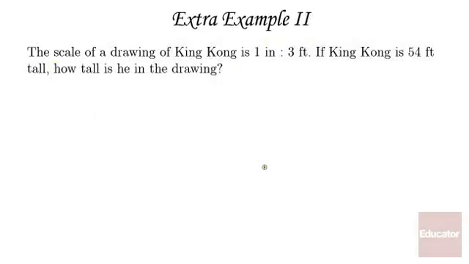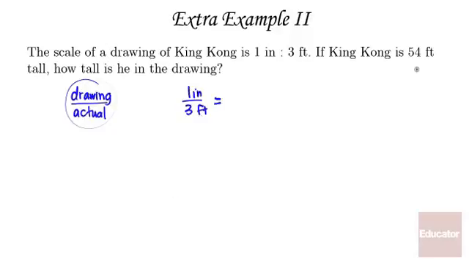Okay. The next example. The scale of a drawing of King Kong is 1 inch to 3 feet. If King Kong is 54 feet tall, how tall is he in the drawing? So again, we have this ratio. So we're going to say drawing of King Kong over the actual height of King Kong. Right? So this is our word ratio. This is what we're going to base it on. The drawing is 1 inch over 3 feet. Now you don't have to put these here because we're not going to use that to solve, right? So if you want, you can just put 1 over 3. That's fine.